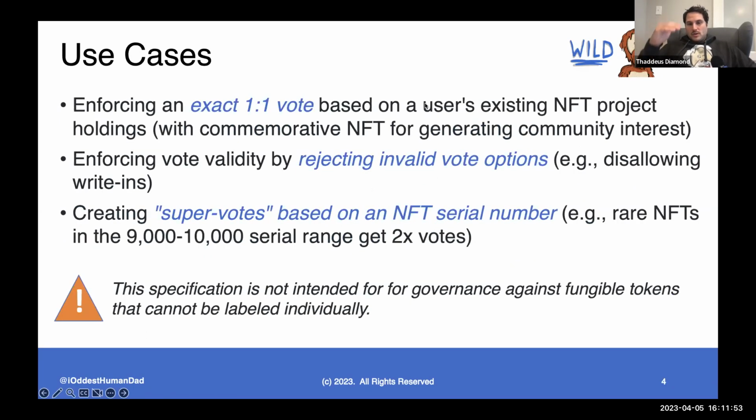So I just want to highlight that in solving those problems, there are some really great use cases, and some use cases where I would just say don't do this. The easiest one is, if you have an NFT community, PFP or whatever have you, and you want an exact one-to-one vote, this is great for that use case. You can reject an invalid vote option because you can essentially say inside of your Plutus minting policy what the valid ballots to be cast are.